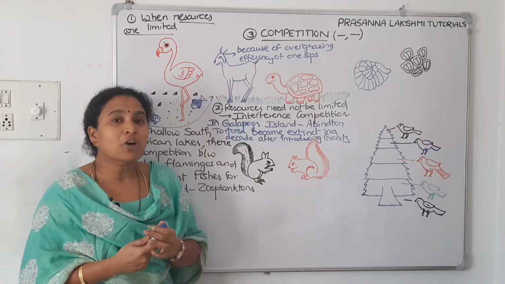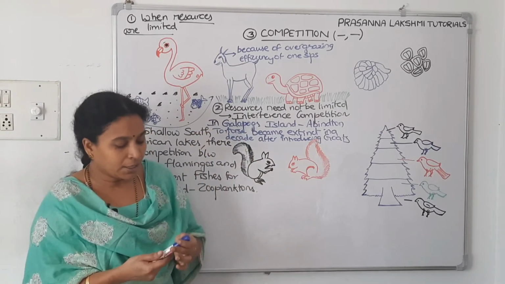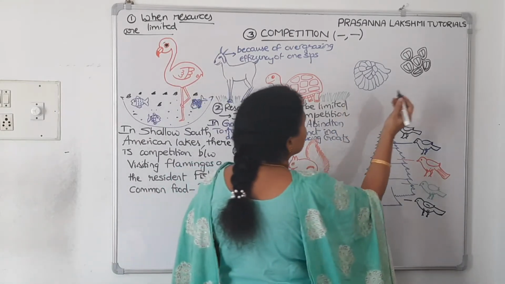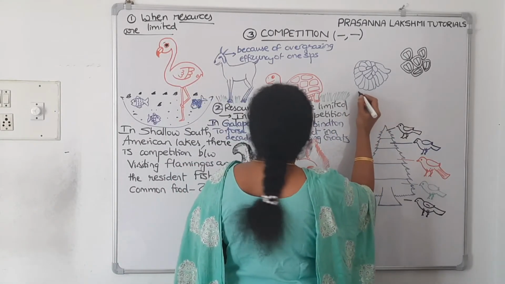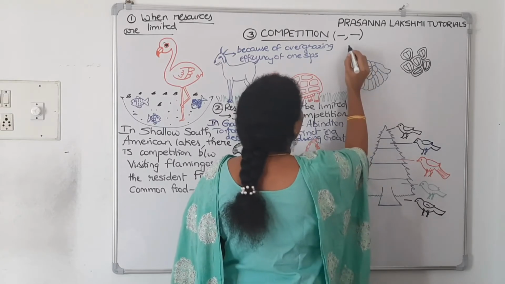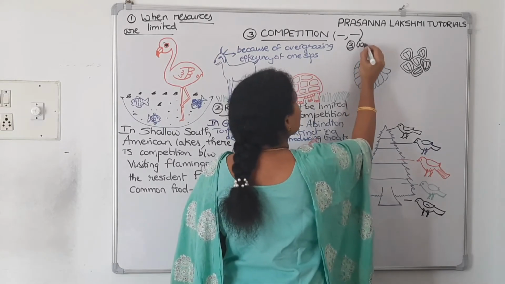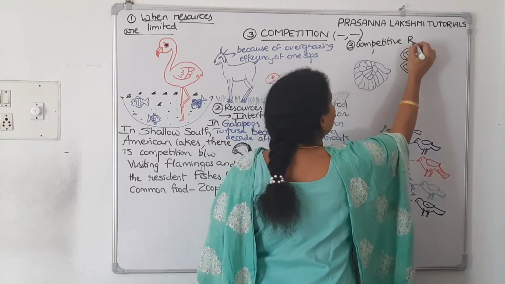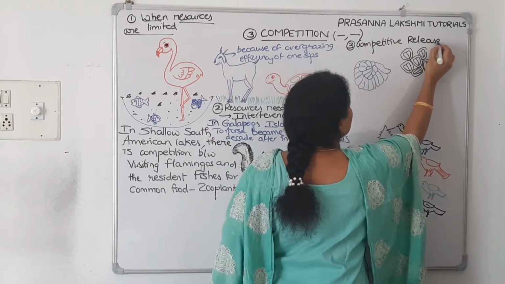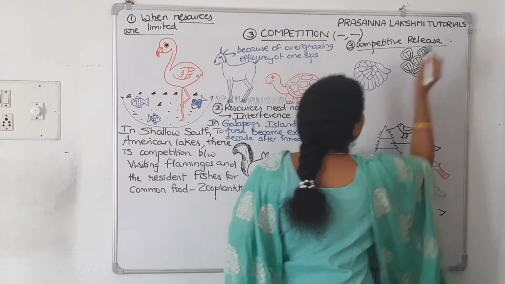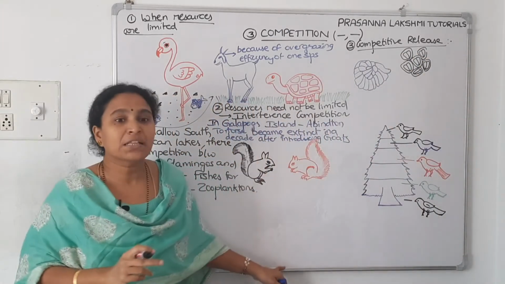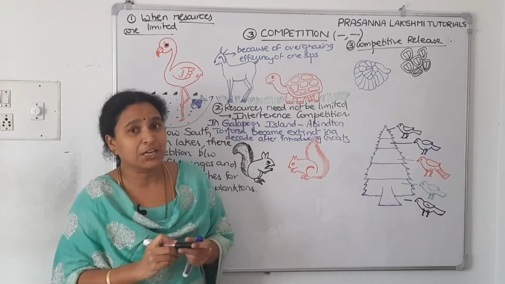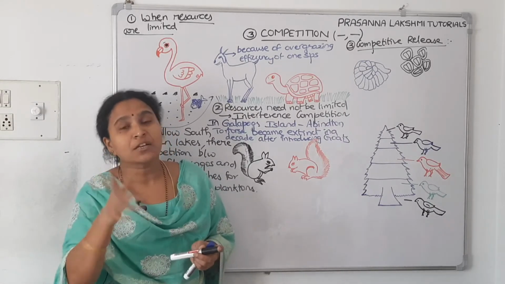So, we can see competitive release here. What do you mean by competitive release? Let's try to understand by taking this Varanus as an example. The third point I am writing here: competitive release. So, what can we understand by competitive release? A species whose distribution is restricted because of the superior species.